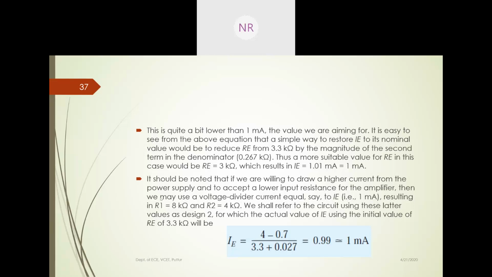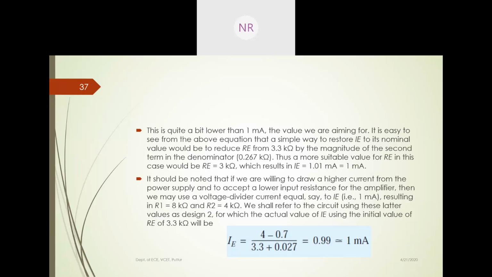At that time you will be getting R1 equals 8 kilo ohm and R2 equals 4 kilo ohm, and you will be getting the IE value as 0.99, that is 1 milliampere. In this case, your input resistance will be very much lesser. See here, R1 is 8K, R2 is 4K, so RB will be very low resistance, but we want high resistance. So for that, the voltage divider current should be 0.1 milliampere.